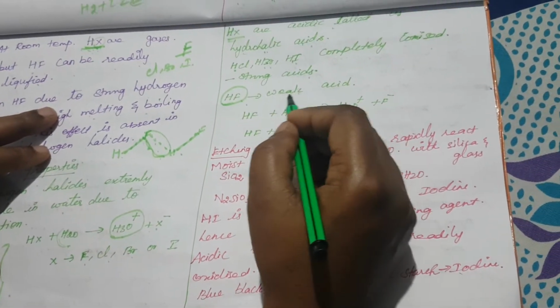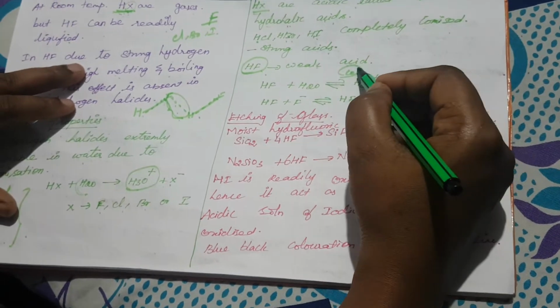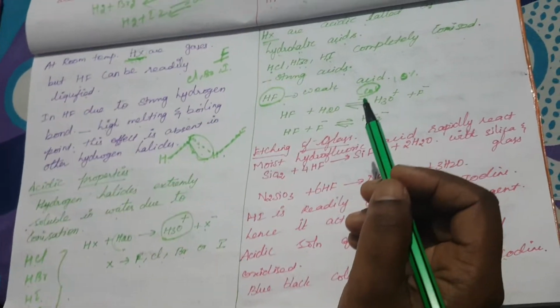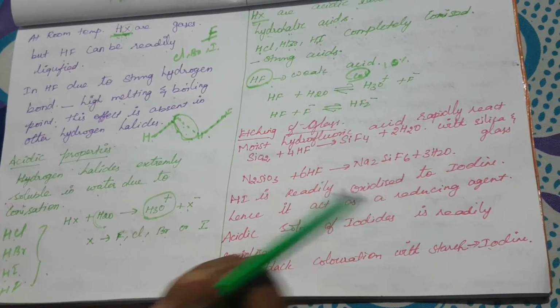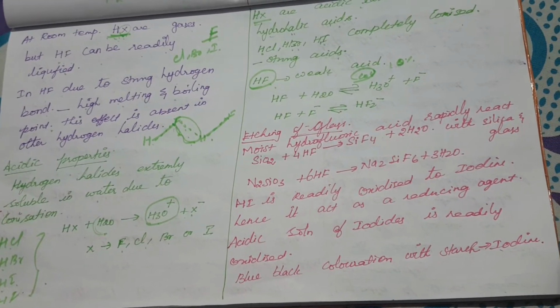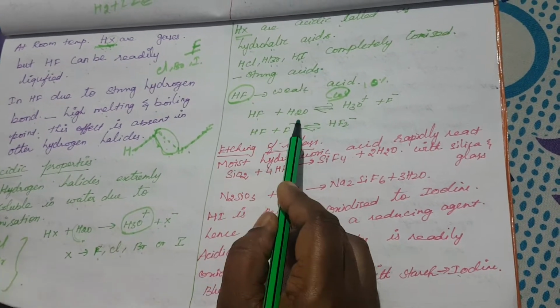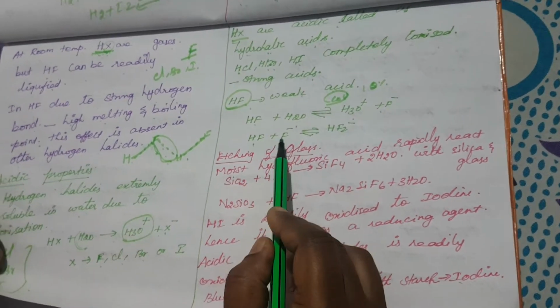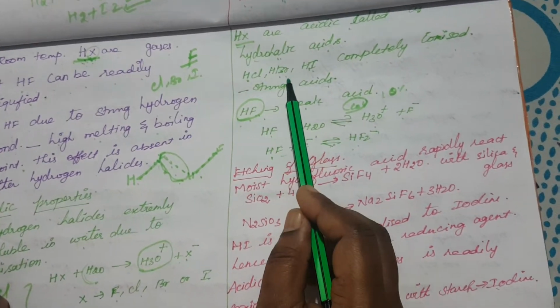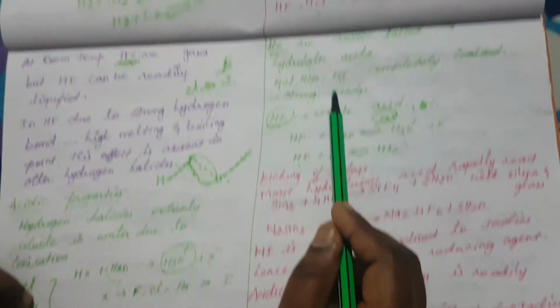Only a small percentage of HF is ionized, so it is a weak acid. What is a strong acid and what is a weak acid? A strong acid is completely ionized when dissolved. A partly ionized acid is called a weak acid. Here HF with a water molecule gives hydronium and F minus ions. This is also exceptional: HF is a liquid, unlike the other hydrogen halides, and HF is a weak acid, whereas the remaining hydrohalic acids are strong acids.